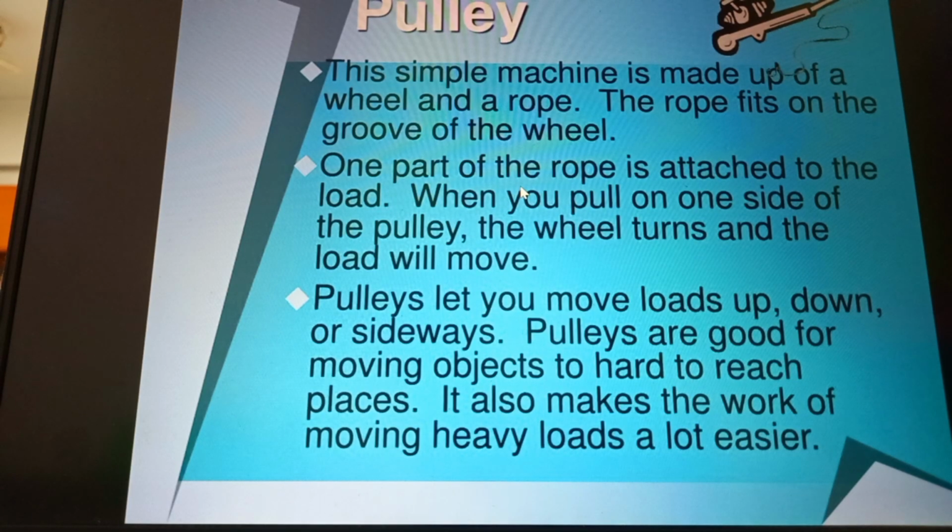Pulleys let you move loads up, down or sideways, no matter how heavy it is. Pulleys are good for moving objects to hard to reach places. It also makes the work of moving heavy objects or loads a lot easier. So this one helps to speed up our task or any construction works.